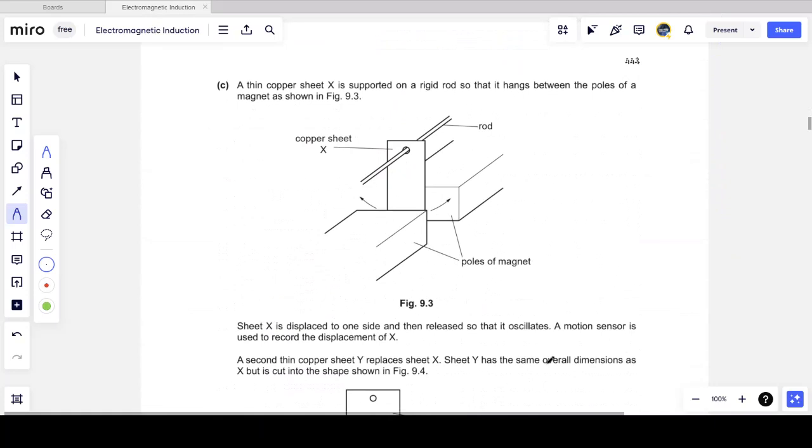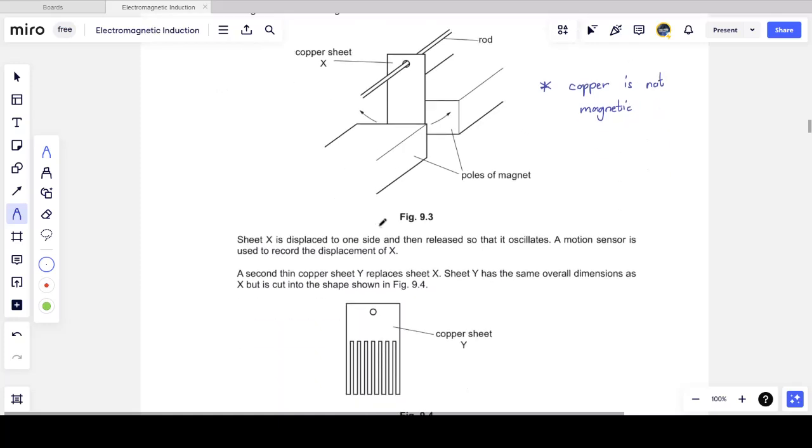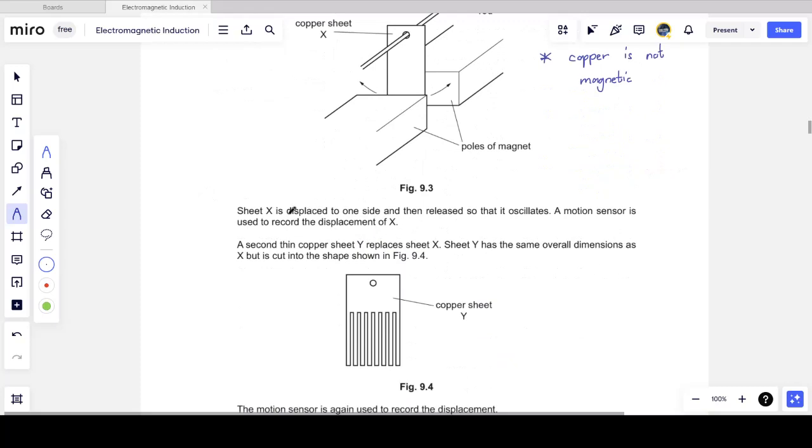So the next part of the question says a thin copper sheet X is supported on a rigid rod so that it hangs between the poles of a magnet as shown in the figure. So we have a copper sheet placed between the poles of the magnet. Remember very well from IGCSE or high school that copper is not magnetic. So what happens if I place the copper sheet between the poles of the magnet? Well, absolutely nothing.